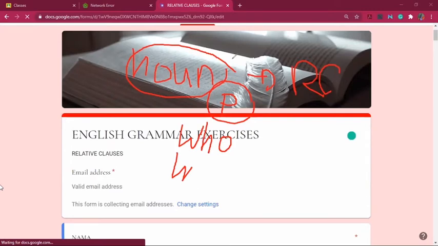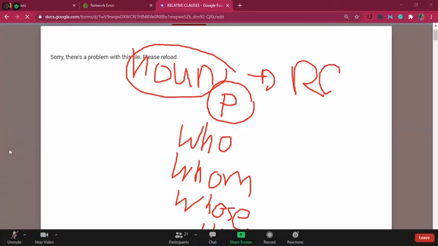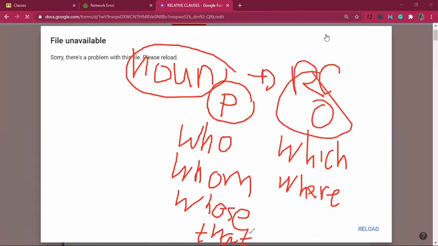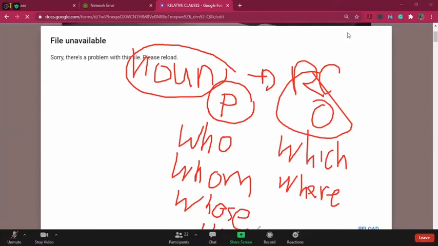A relative clause is signaled by having a relative word, like who, and then whom, and then whose, and then what else? That, and then which, and then where. Okay, we have who, whom, whose, which, where, and that. So for people, we can use who, whom, and whose, and for objects, we can use which and where. That is quite different because it can be used for either people or objects.